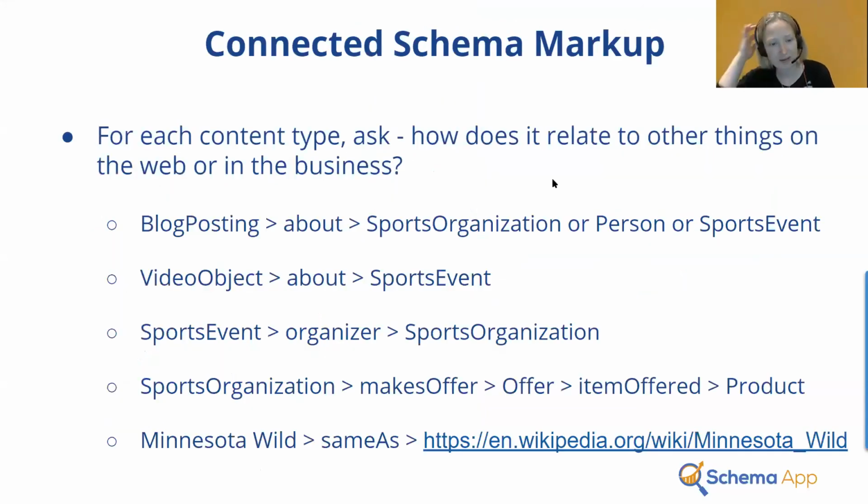And so let's go back to the example that I had and talk a little bit about how these things are connected. And then I'm going to go into some additional examples. So for each content type that we were looking at, how does it relate to the other things in the business? If we were thinking about the blog posting, the blogs could be about a sports organization, a person, or a sports event.